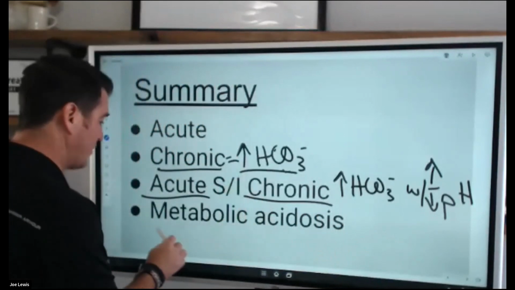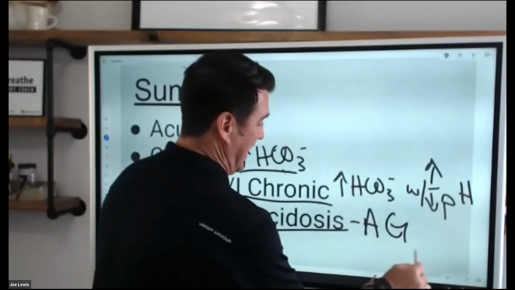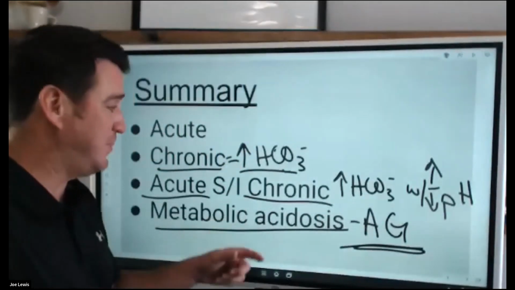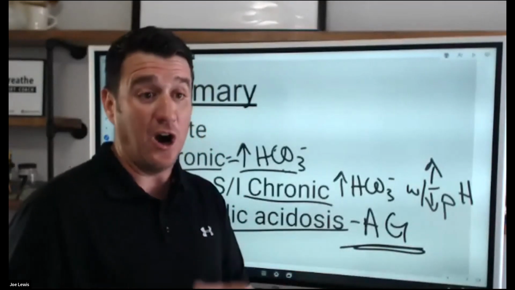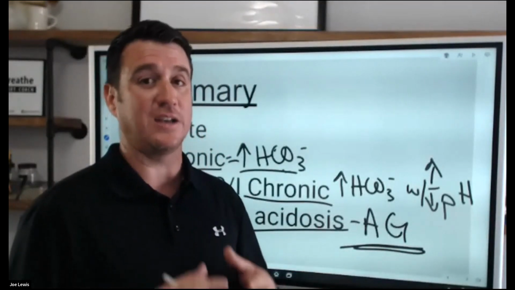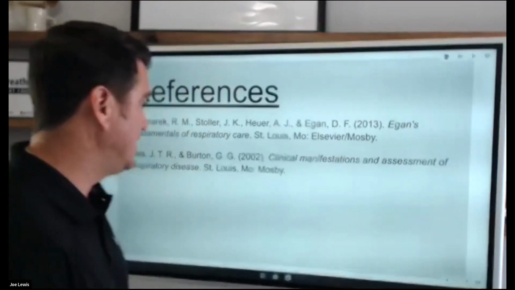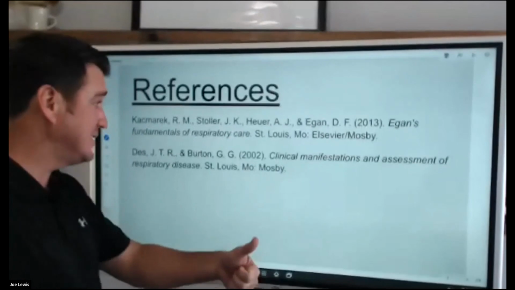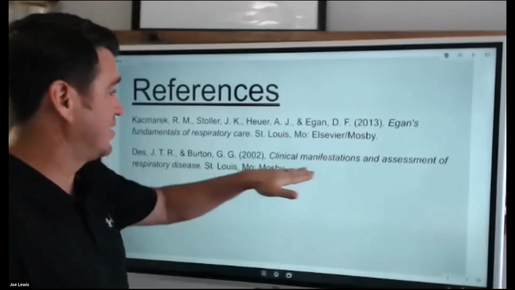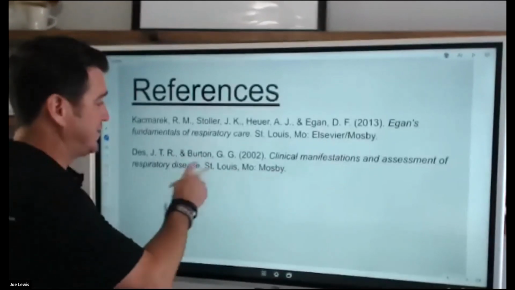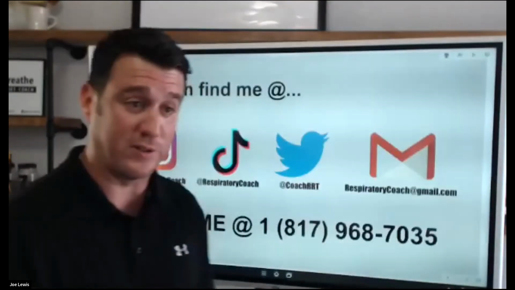And then always remember, anytime you see a metabolic acidosis, you must assess the anion gap. That is going to be the piece of the puzzle that helps you solve and be a part of the care team to actually come up with a solution for this patient. All of this information comes out of, in part, Egan's, but also comes out of Desjardins' Clinical Manifestations and Assessment of Respiratory Disease. These are the two books that this information comes out of if you're interested in those references.